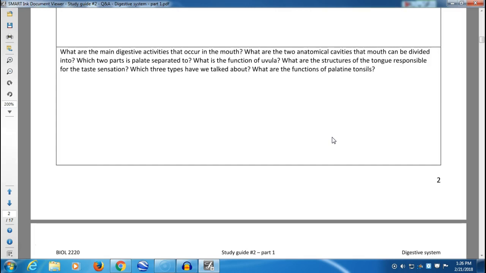2 parts of palatine: soft, hard. What's the function of the uvula? Closing the nasal cavity, nasopharynx, when you swallow. Structures of the tongue responsible for the taste? It's going to be papillae, taste buds on the papillae. 3 types we have talked about: fungiform papillae, vallate papillae, and foliate papillae. What are the functions of palatine tonsils? They protect immune function.